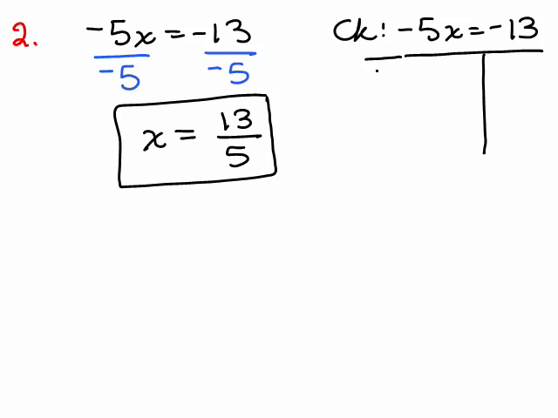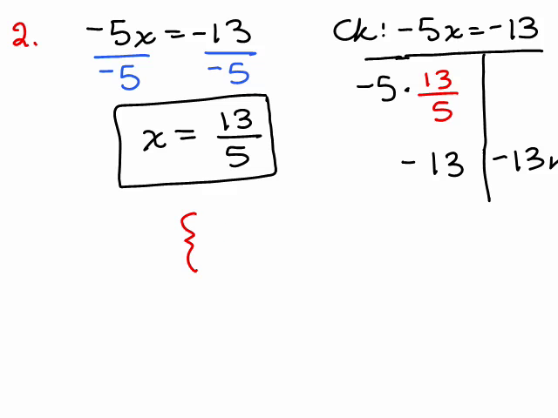And now we're going to come over to the check and plug in 13/5 for x. And then notice it's going to be negative because you have a negative times a positive on the right-hand side, but the 5's cancel. So you get negative 13 on the left side and negative 13 on the right side. So yes, our solution is 13/5, so that's the correct solution. Keep in mind, one way of writing the solution is to use these braces, 13/5. That's really the answer to the problem.